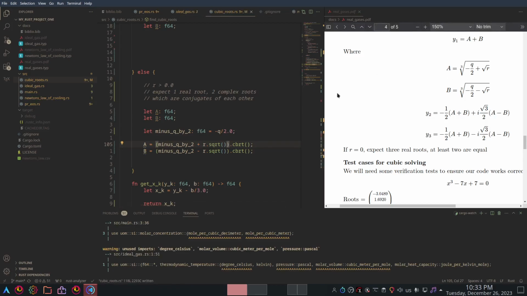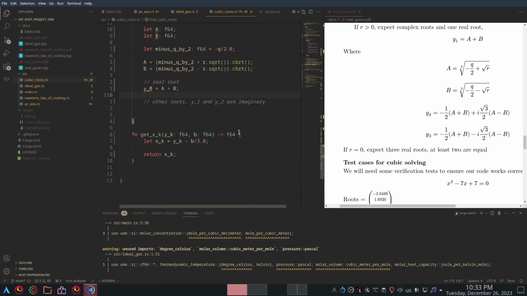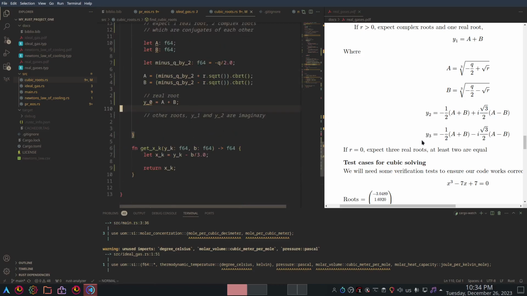I just need my y1. Or rather, maybe this should be y0. Yeah, y0. y0 equals to a plus b. Okay, very simple. So I need to calculate the real root. The other roots y1 and y2 are imaginary. So I'll just leave it as that. So y0 is the real root.